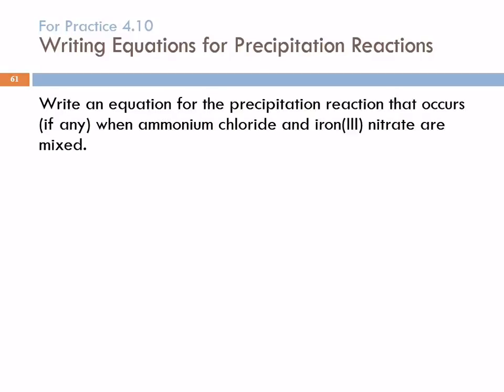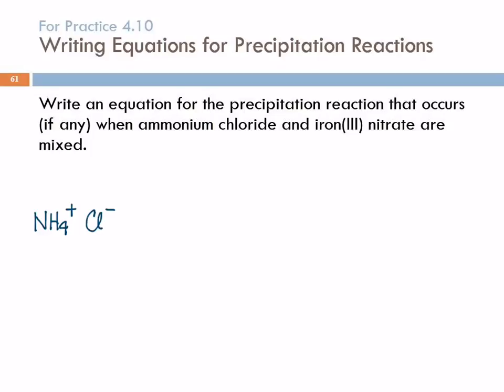Write an equation for the precipitation reaction that occurs, if any, when ammonium chloride and iron 3 nitrate are mixed. First thing is we need the formulas for the reactants. And we're going to practice our nomenclature here. So, ammonium chloride. I'm going to write my equation up here, and below it, I'm going to write my ion formulas with their charges. So ammonium is NH4+, because I memorized it.